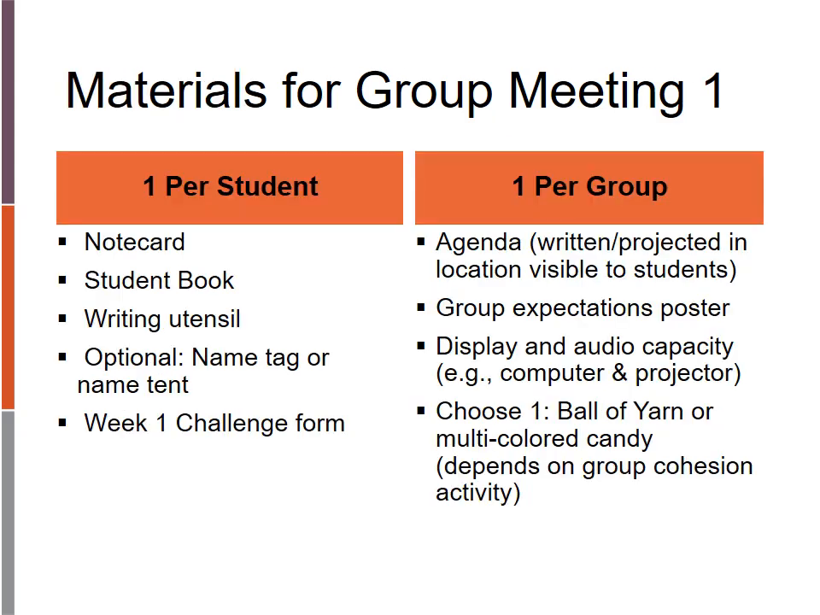These are the materials you will need for the first group meeting. For each student, you will need to have note cards, blank student books, writing utensils, the challenge forms for week 1, and any materials you might plan to use for names. During the group meeting, you will also need to have the agenda displayed, the blank group expectations poster, some type of audio and video capacity, and depending on your choice of group cohesion activity, either a ball of yarn or multicolored candy.